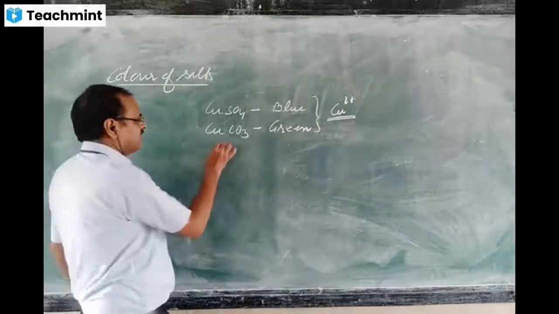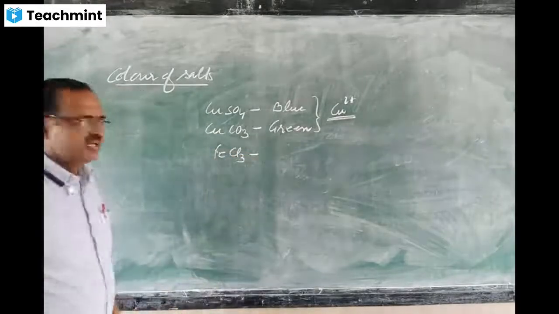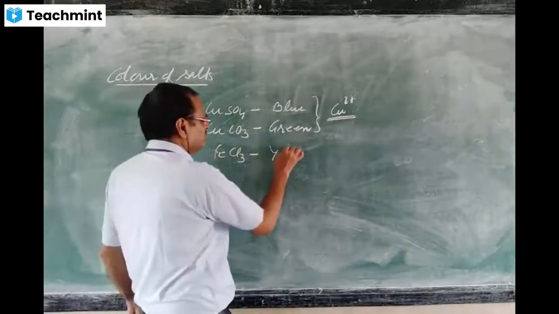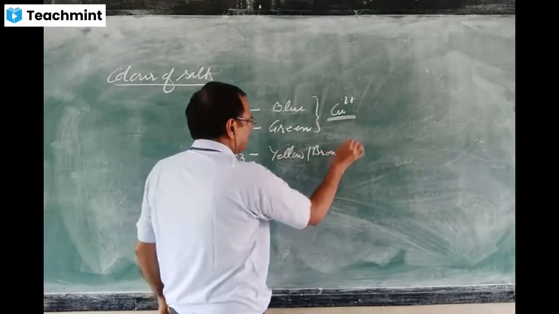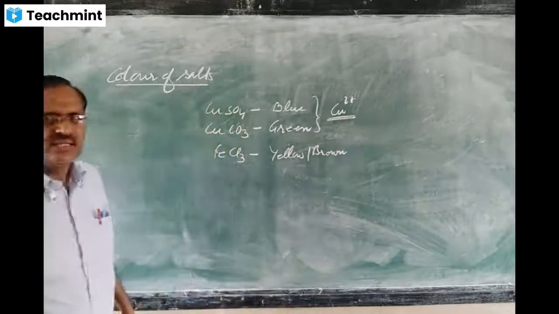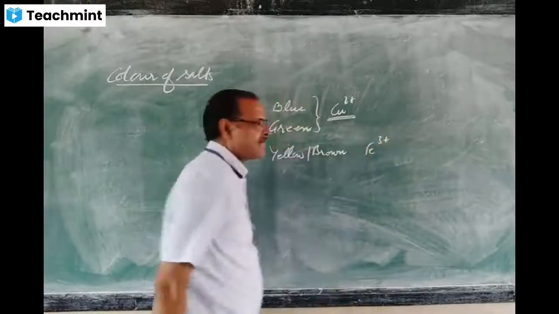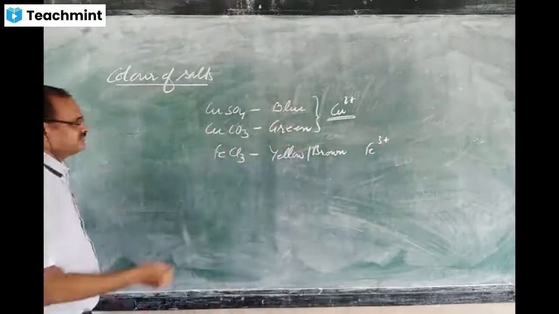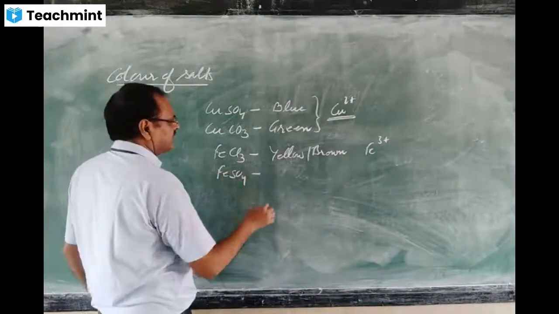Next, ferric chloride. This has a yellow or brown color. This yellow or brown color is there because of the ferric ion. Then ferrous sulfate, that has a green color.